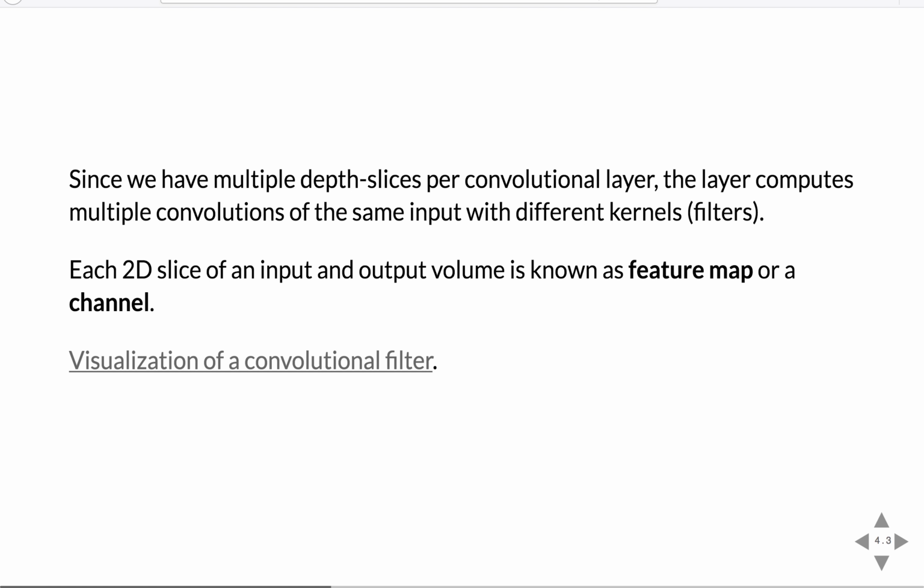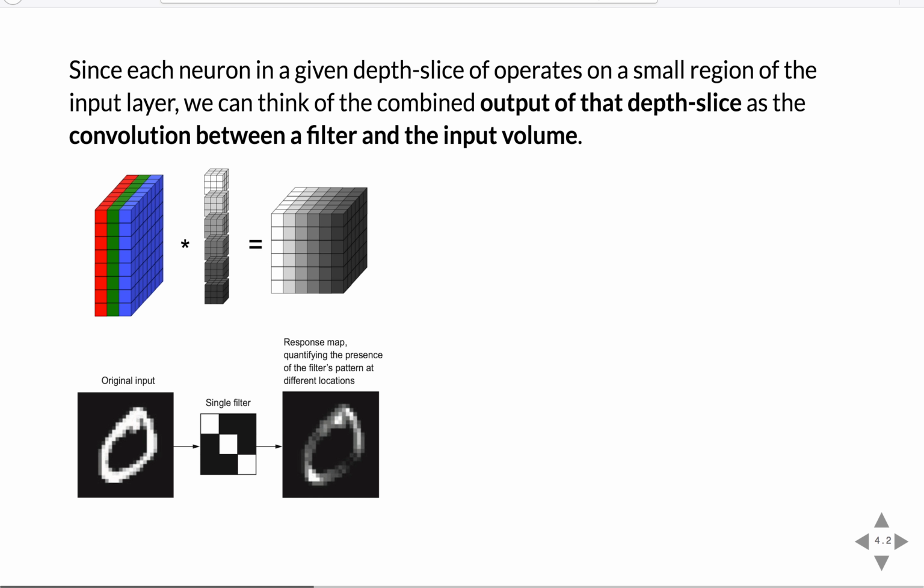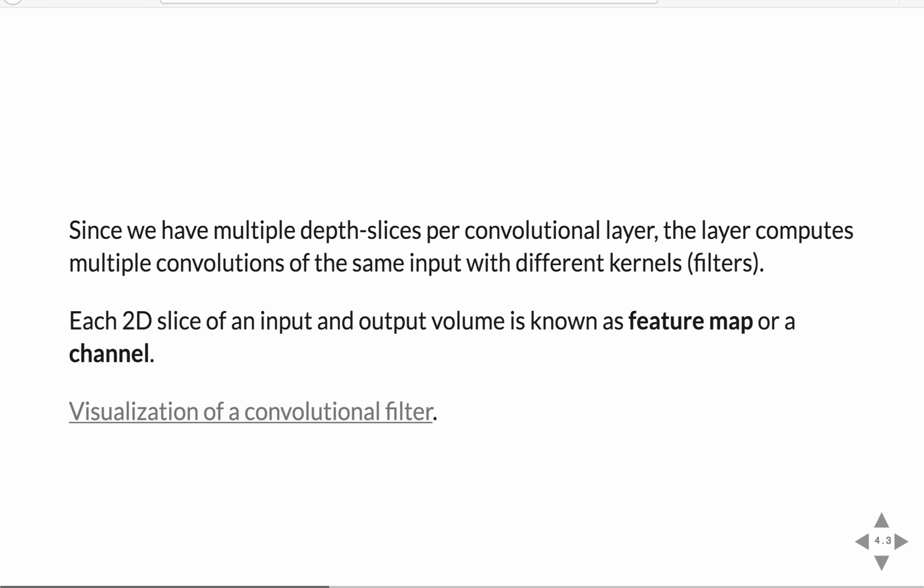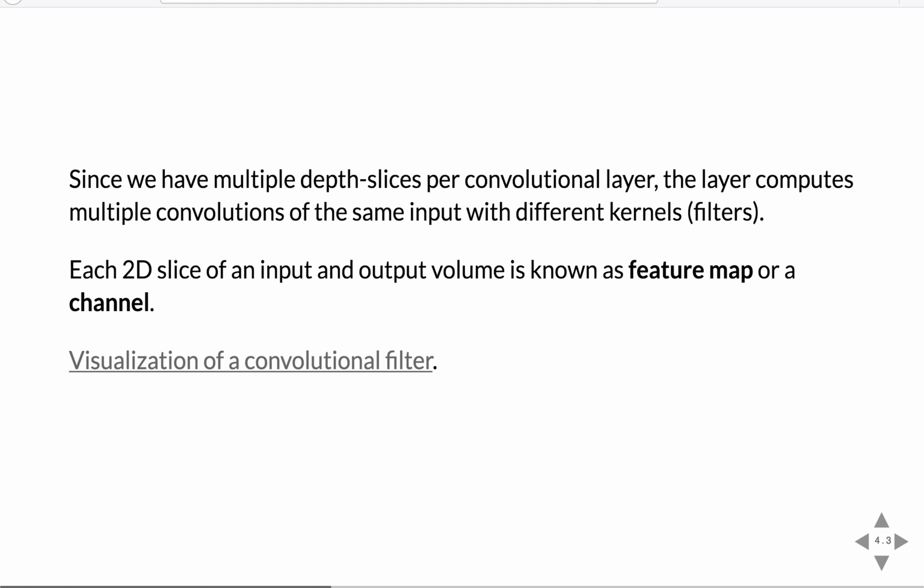For each convolutional layer, we have multiple filters, or convolutional kernels. Each 2D slice is known as a feature map, or a channel in the output or input. Each convolutional layer has multiple filters, and each filter creates a feature map because it operates on the whole input and creates one slice of output.